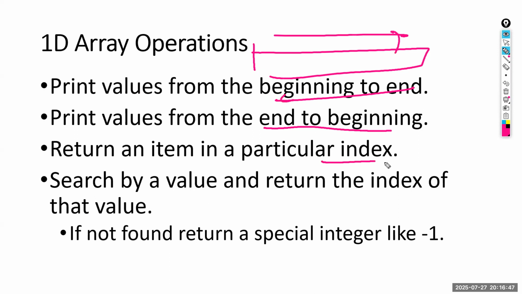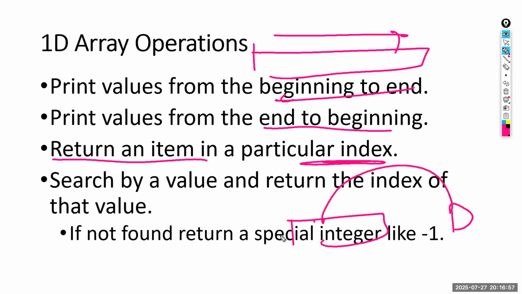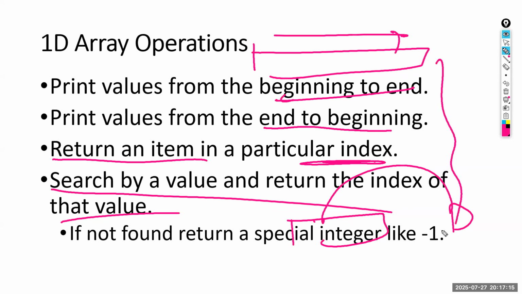Then when your index is given, you return the value at that index. When you are given an array and a particular value, you search whether this value is in the array. That is another possible operation. If it is available, you return the index. If it is not available, you can send some special value or throw an exception. Maybe you can return -1. So those things you must be able to do.